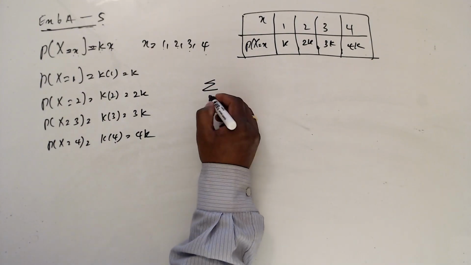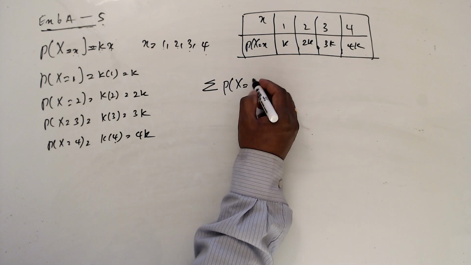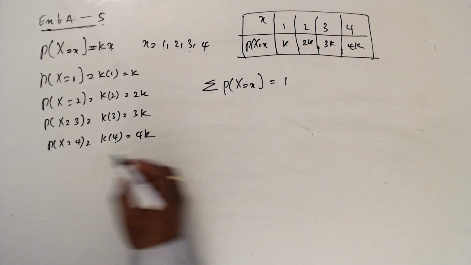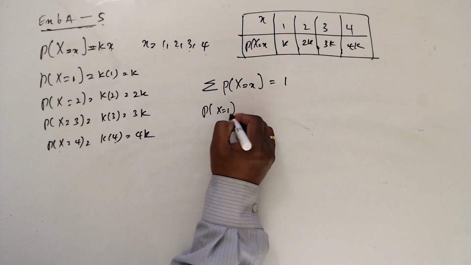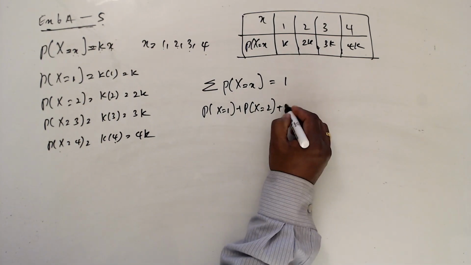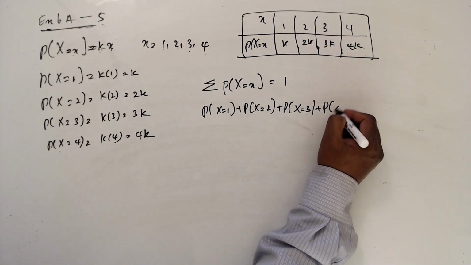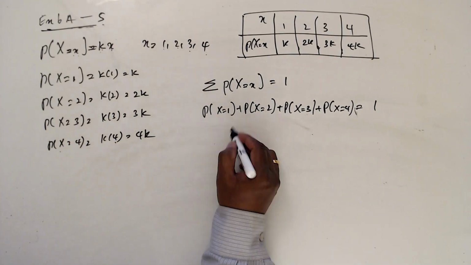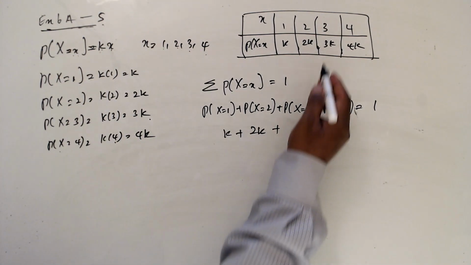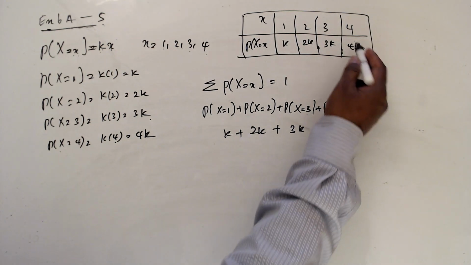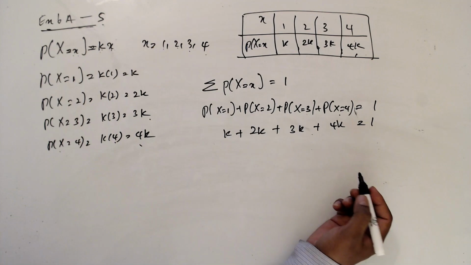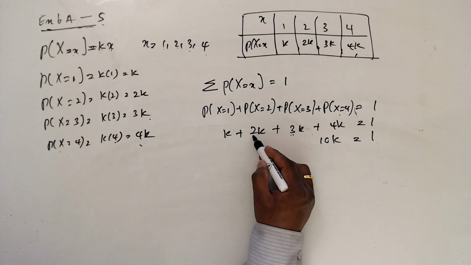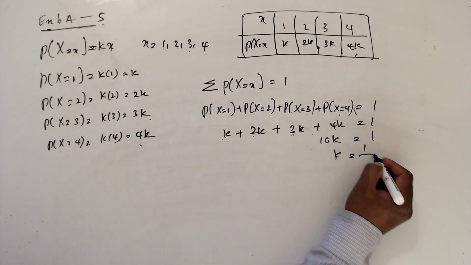We know that the summation of probability x equal x adds up to 1. When you add everything, it means probability of x equal 1 plus probability of x equal 2 plus probability of x equal 3 plus probability of x equal 4 all add up to 1. It means k plus 2k plus 3k plus 4k equals 1. So this is 10k equals 1. K equals 1 over 10.